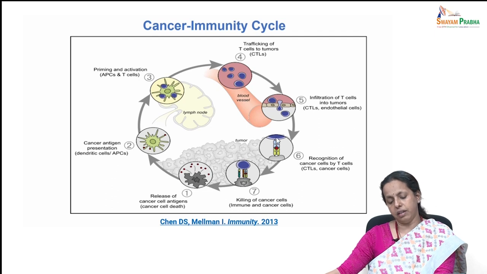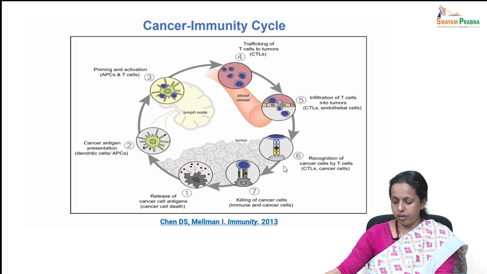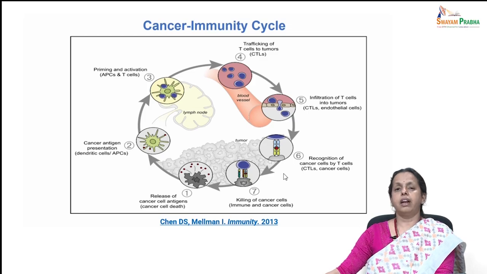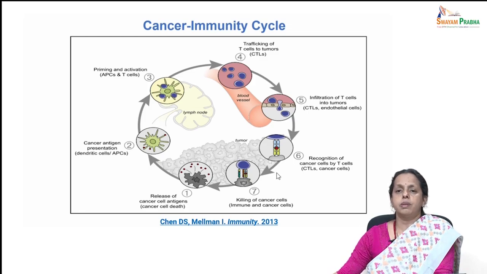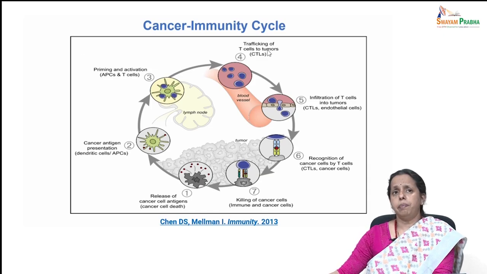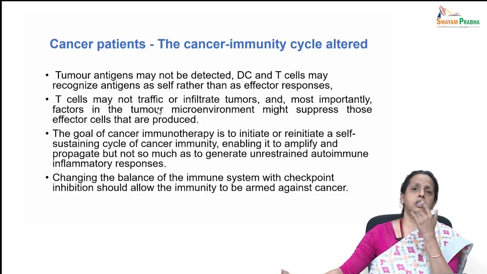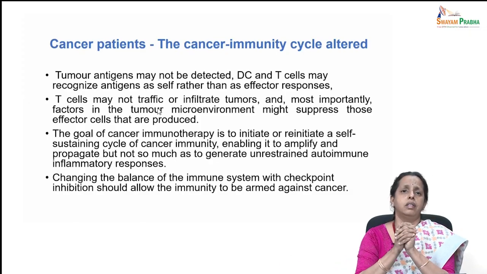The dead cancer cells will again release a lot of neoantigens, or your tumor specific antigens, so as to continue the cycle and amplify the anti-cancer response. Just imagine, this is how, in a typical cancer immunity cycle, the series of events really goes on. What exactly happens in the cancer immunity in cancer patients?